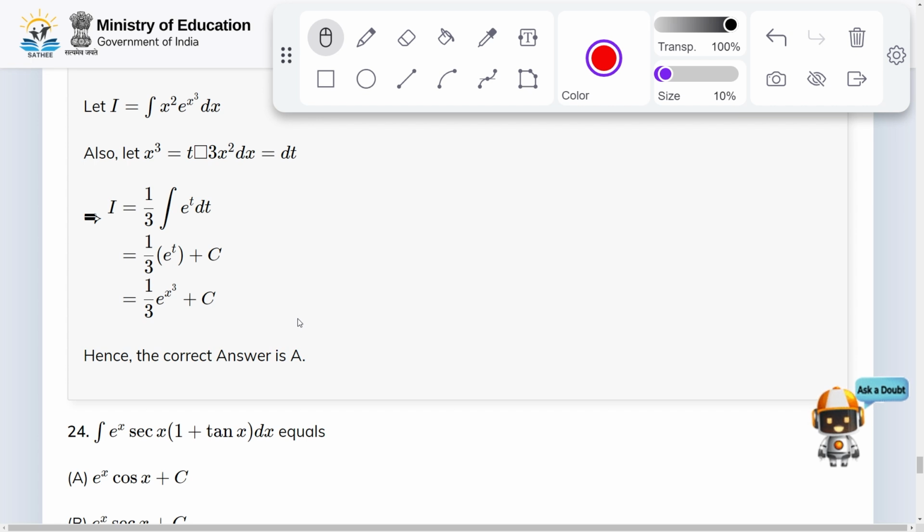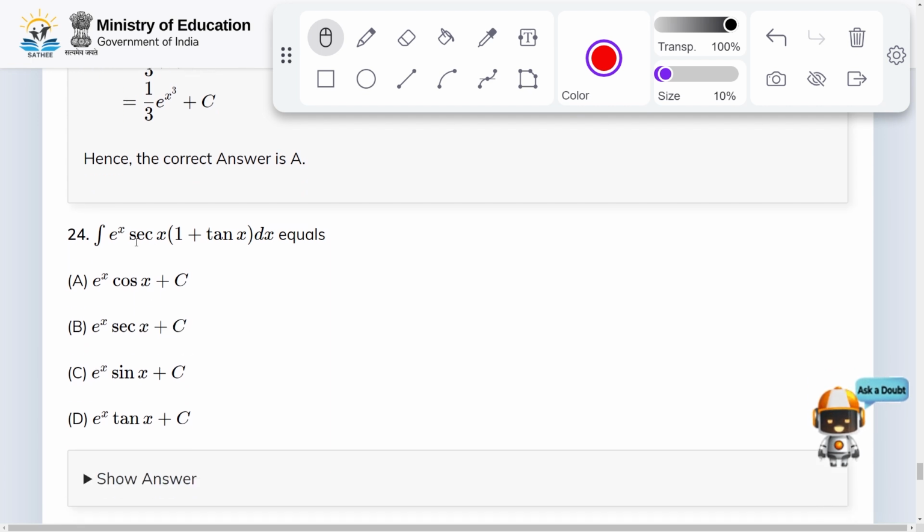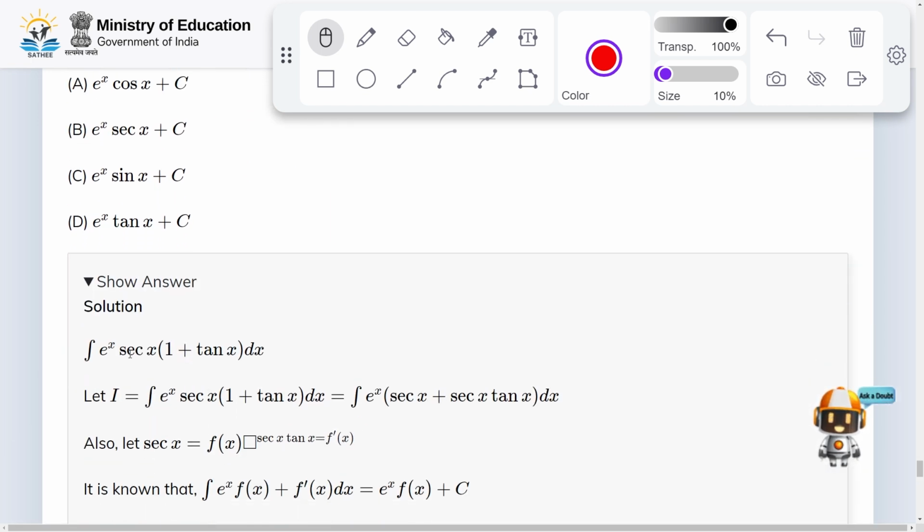Okay, let us move to the last problem of this exercise 7.6. After doing problem number 24, we will be stopping there. We have to find the integration of this. We have to somehow make it the form e to the x multiplied by f of x plus f prime of x. One thing is very clear: after multiplying with sec x, inside you will get e to the x multiplied by sec x plus sec x tan x.